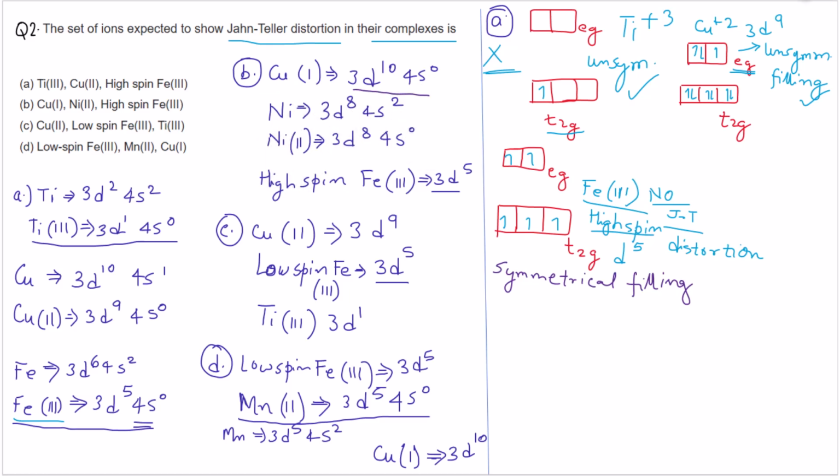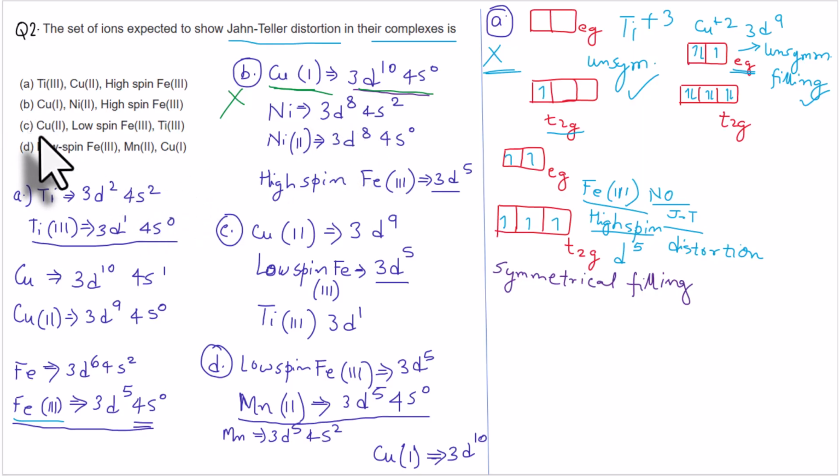To decide quickly which option should be the correct answer, option B is also not correct, because one of the ions has symmetrical filling. So there is no need to see the nickel 2+ and high spin Fe. We already know how the electrons were distributed in option A, so they were symmetrically distributed. So this high spin Fe will also be symmetrically distributed in option B. So option B is also discarded. Okay, so this is how we quickly decide, and then move on to the next option.